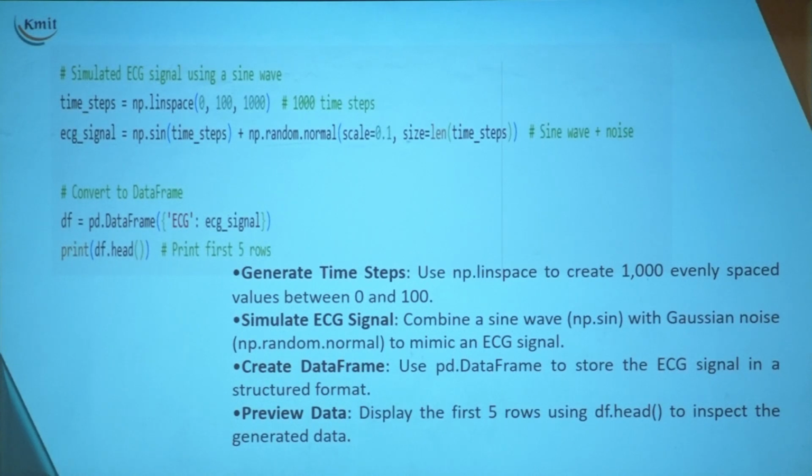For which I create a data frame. I write df is equal to pd dot DataFrame on the ECG signal, and print 5 rows. Now these are the values printed from the sine wave with noise added. Are you all clear with this? I have created an ECG signal using a sine wave and converted it into a data frame. Now I have a sequence of values. I have just printed 5 rows using df.head. If you want to print all 1000, just give df, and all the 1000 samples would be printed.